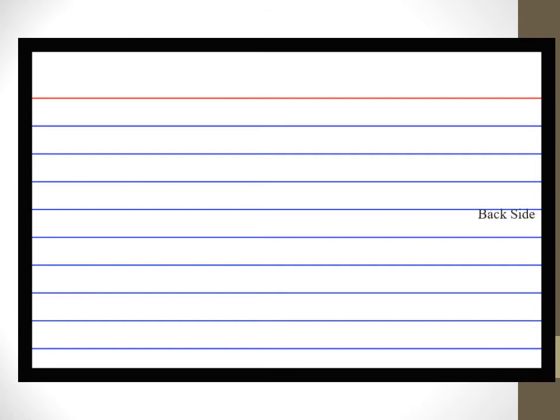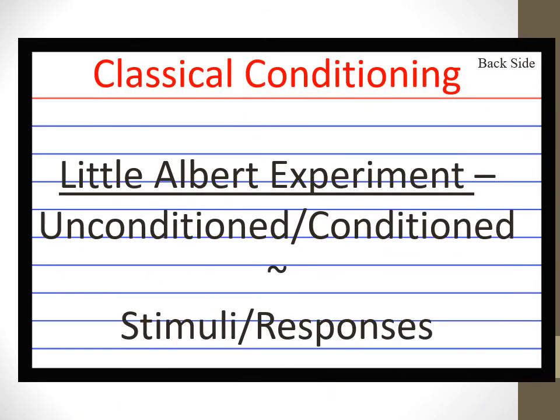And yet again, on another index card on the front side, we are going to write Watson. On the back, we have classical conditioning. So this is the little Albert experiment. And again, they're studying stimuli and responses, unconditioned and conditioned.